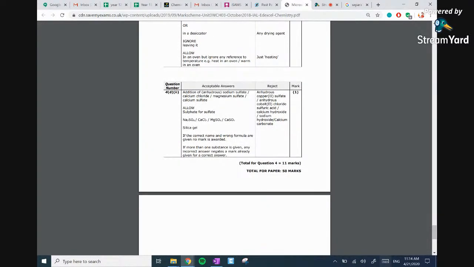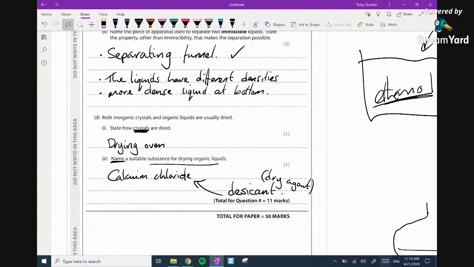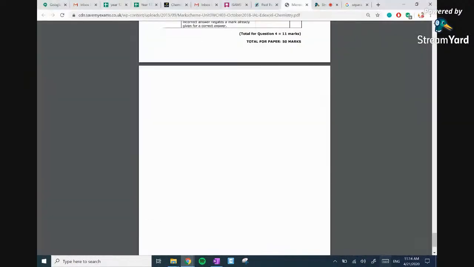Addition of anhydrous. Reject, and have I missed a trick there? Does the brackets mean it needs to be there? Addition of calcium chloride. I think I get it, don't I? They could use paper towel. They would allow that. Filter paper. Yeah, they'd probably allow filter paper. Yeah, I'd give you a filter paper. Right. That brings us to the end of the paper, folks. That's great.